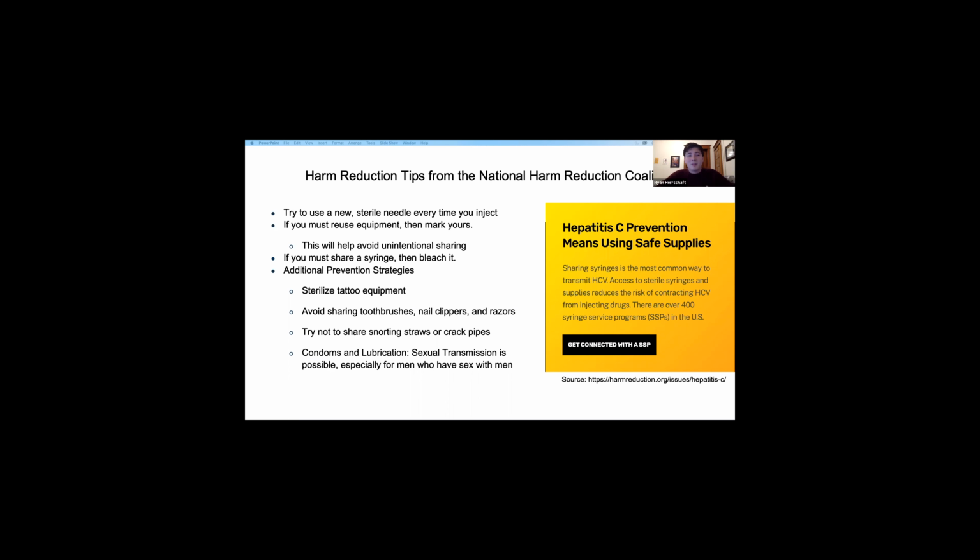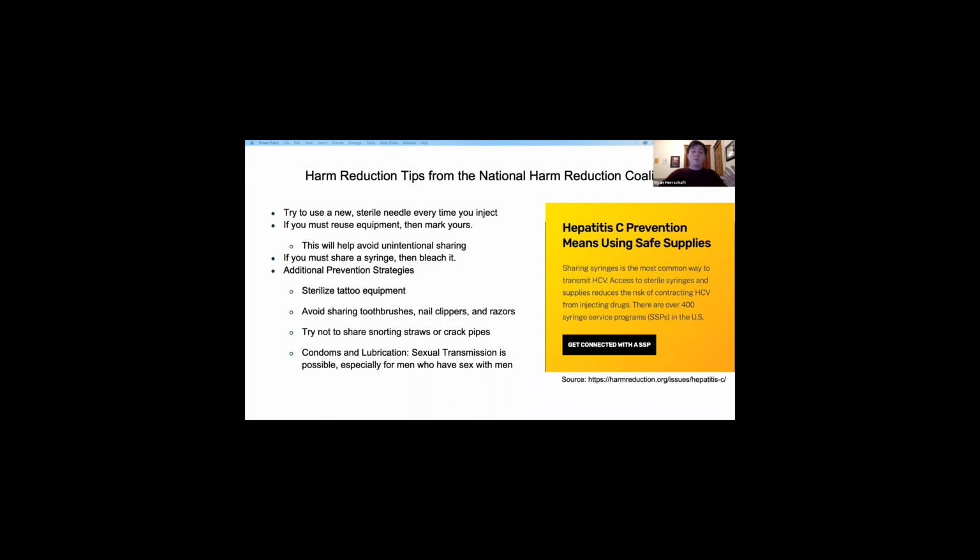However, it's really important to acknowledge that due to the lack of supplies, often due to laws that make it very difficult for people to access new and sterile syringes every time they inject, that might not fully be feasible for everyone. So if you need to reuse a syringe, it's good to mark your own, so at least you're using your own syringe that has not been shared. And if you must share, trying to clean the syringe, especially with something like bleach, might be a way to reduce the risk of HCV transmission.